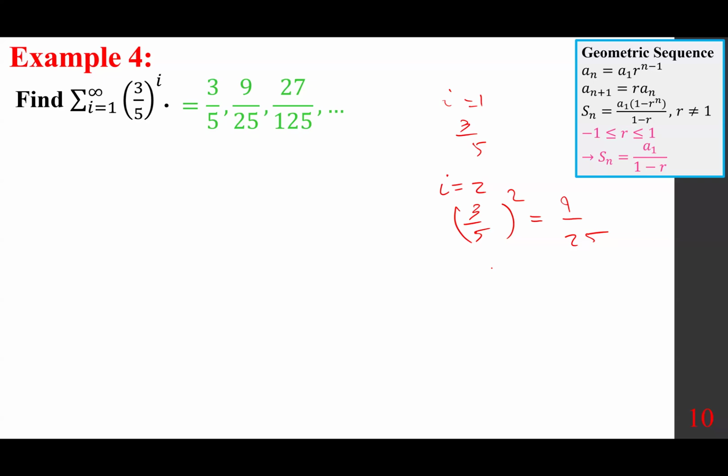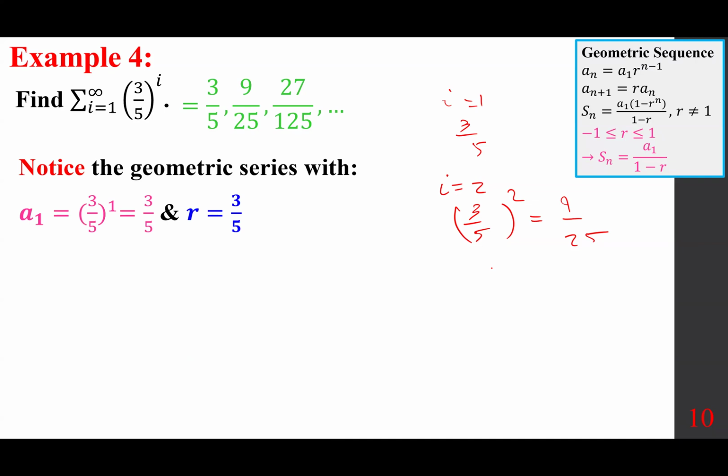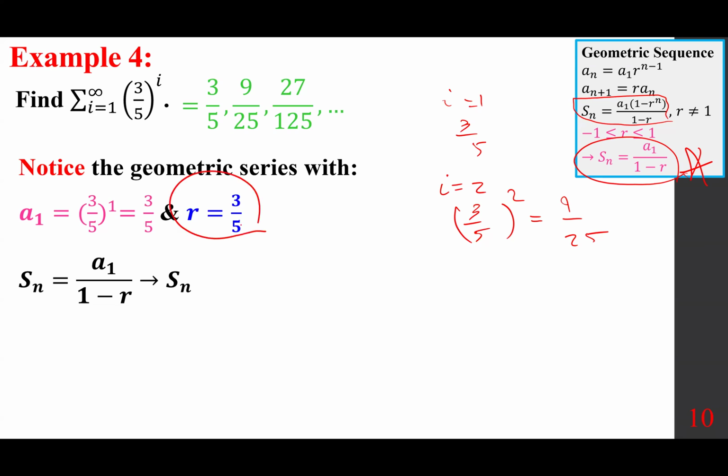And that clearly tells us that we are dealing with a geometric series. The first term is 3/5, and so is the R. Both of them are the same. So this is the formula, but when R is between -1 and 1, this is the formula. And that's what we are going to use because R is between -1 and 1. So this summation to infinity is a sub 1 divided by 1 minus R.